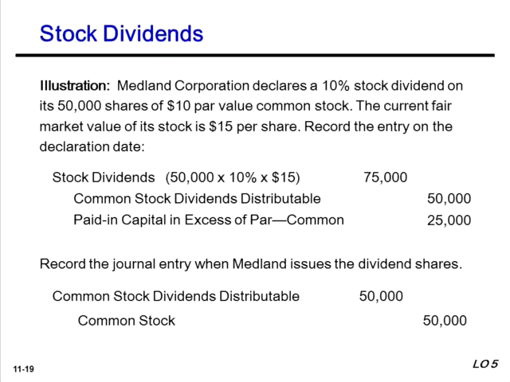Now, if you look at this slide, down the bottom there's an entry to record the actual issuance of the dividend shares. So now we're going to take the $50,000 in common stock dividends distributable and we're going to transfer that into the common stock account because the 5,000 shares have been provided to the shareholders. So we're debiting common stock dividends distributable and crediting common stock.